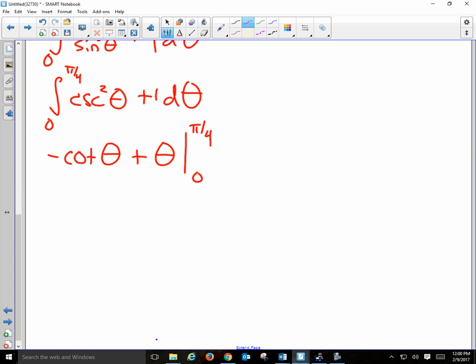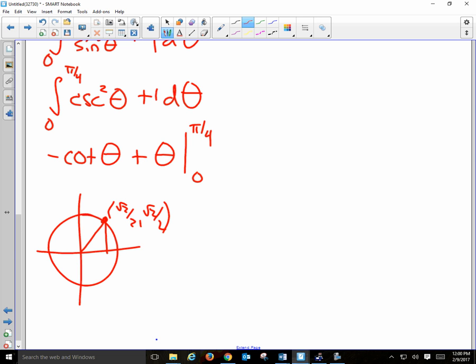All right, so we're going to plug in pi over 4. Pi over 4 is how many degrees? 45 degrees. So what terminal point is that? Root 2 over 2 and root 2 over 2. So tangent is y over x. So what's the tangent of pi over 4? 1. So the cotangent would be 1. Make it negative, negative 1, plus pi over 4.